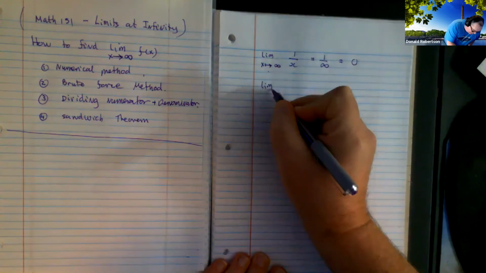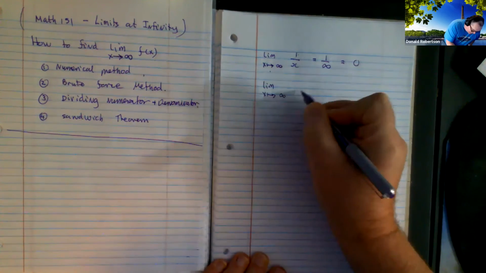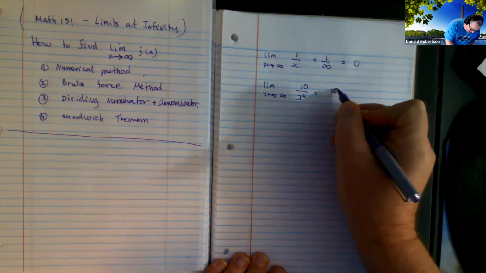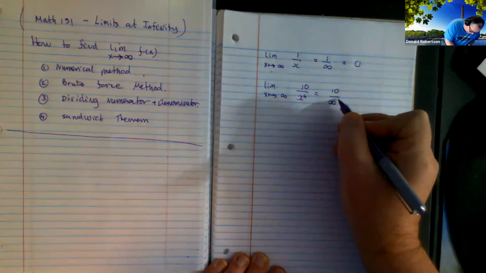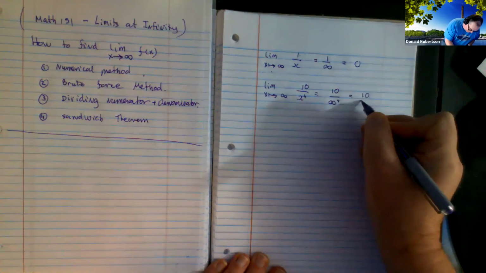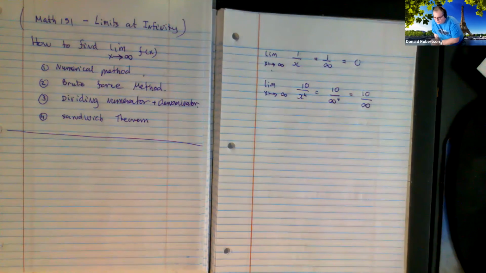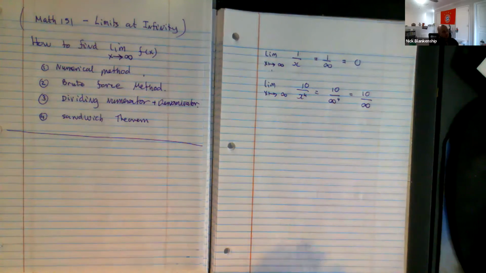Now, if you take the limit as x tends to infinity of 10 over x to the 4, you get 10 over infinity to the power of 4. Isn't infinity to the power of 4 still infinite? It's a different kind of math. Would you agree that infinity times infinity times infinity times infinity is just infinity? It's still infinite. What does 10 over infinity get you? Still 0.